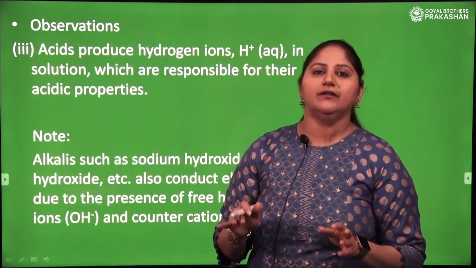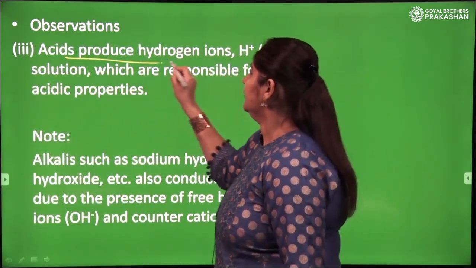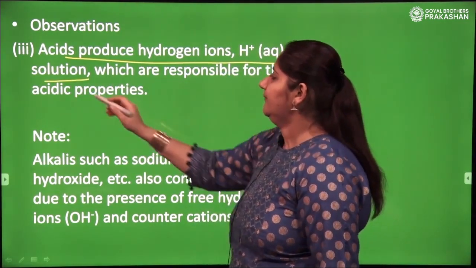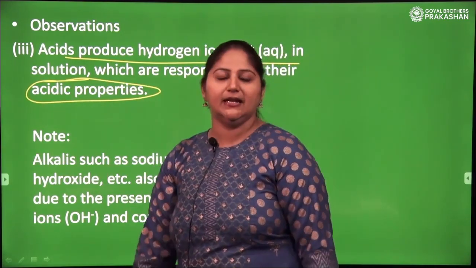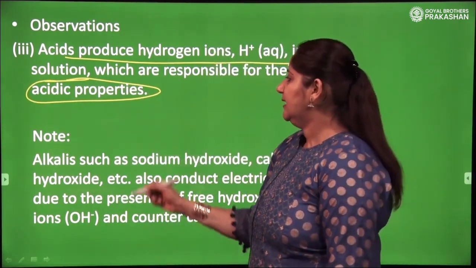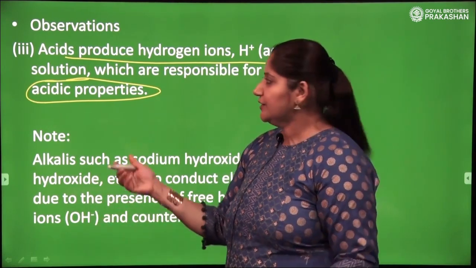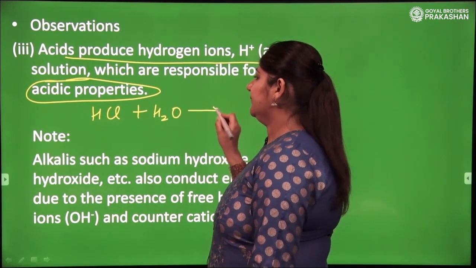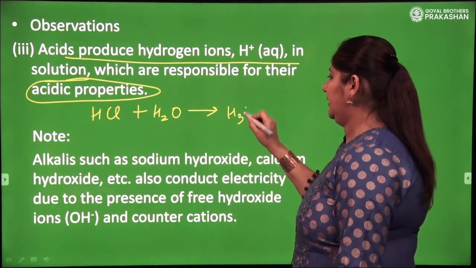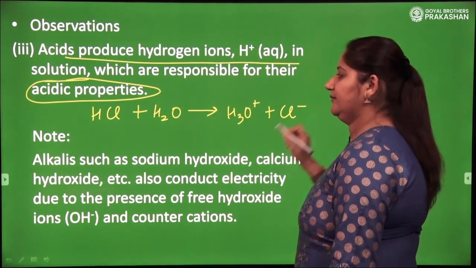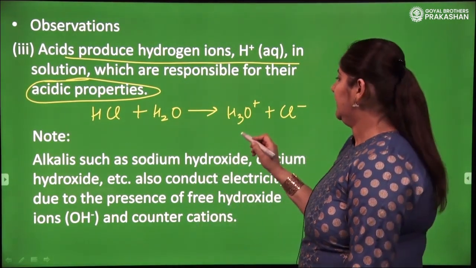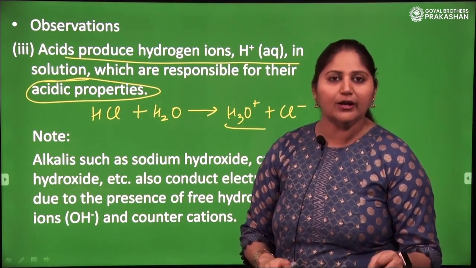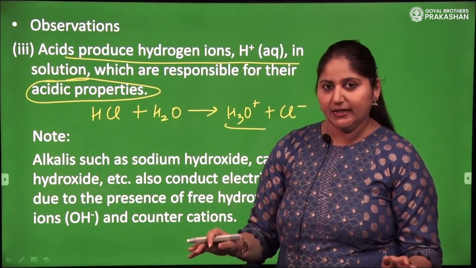Now, the third observation here is that acids produce hydrogen ions, or H plus aqueous, in solution, which are responsible for the acidic properties of HCl. Do you agree with this? Yes, because again let's write the reaction. As you know, when you dissolve HCl in water, it releases hydronium ion and chloride ion, right? Because it releases hydronium ion, these hydronium ions are responsible for the acidic properties of HCl.